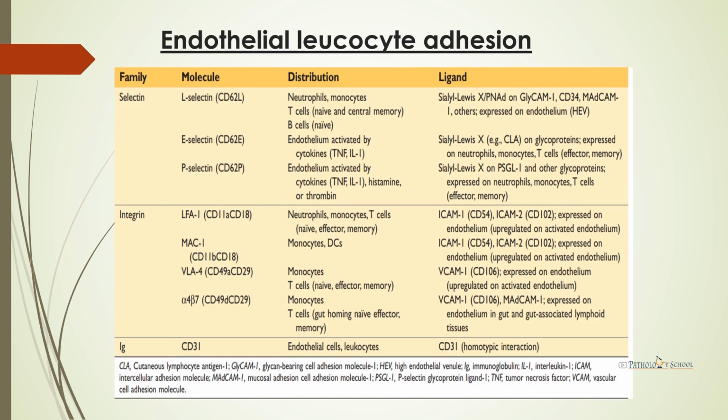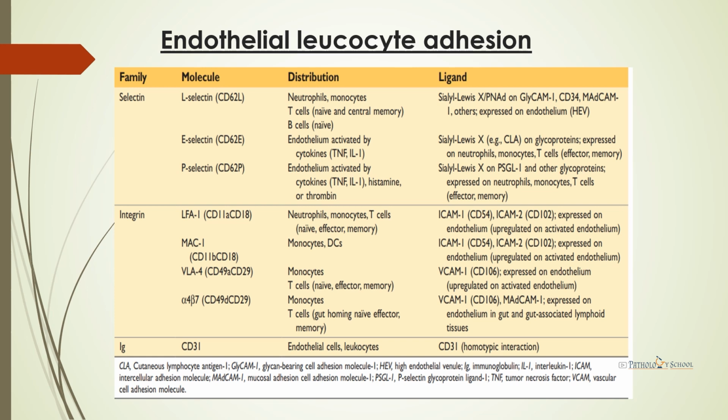This is the summary of selectins and integrins. We have 3 selectins: L-selectin, E-selectin and P-selectin, also known as CD62L, E and P respectively. They are expressed on different cells. L-selectin is expressed on neutrophils, monocytes, T cells and B cells, which can be naive, and also on central memory T cells, whereas E-selectin and P-selectin are expressed more on the endothelium and are activated by cytokines.